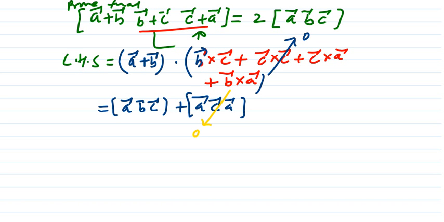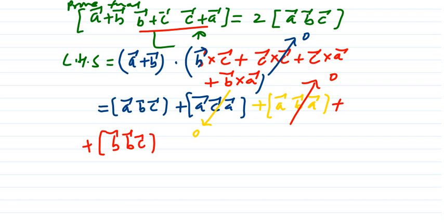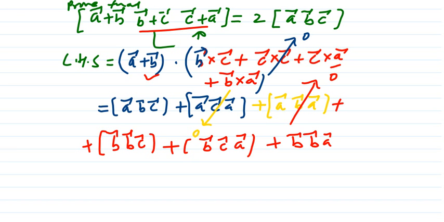A, the next dot product is ABA, so this is again 0 because the two vectors are same, plus now taking the dot product with B, so BBC, this is again 0, plus we can take BCA, this one and this one, and then BBA, so this one is 0 because the two vectors are similar, this is 0.